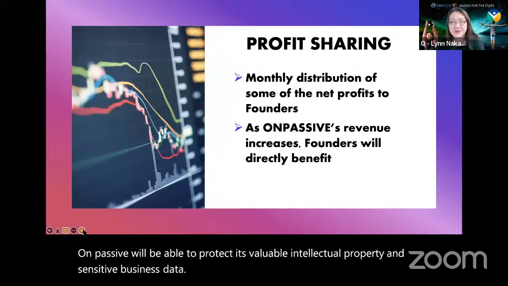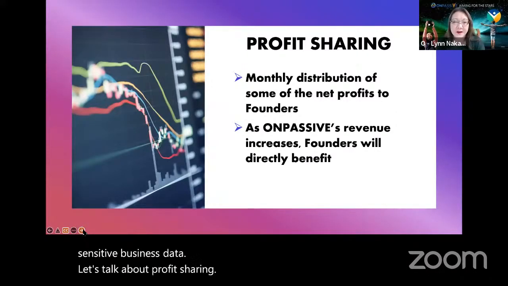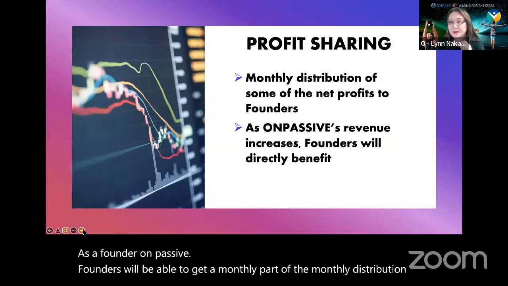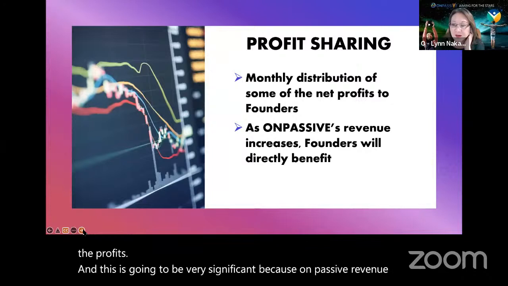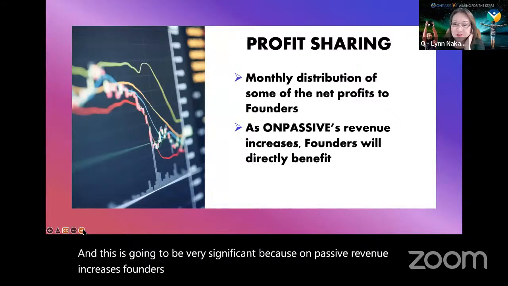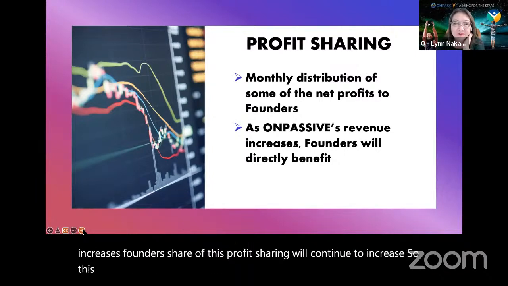Let's talk about profit sharing. As a founder of OnPassive, founders will be able to get a monthly part of the monthly distribution of the profits. And this is going to be very significant because as OnPassive revenue increases, founders' share of this profit sharing will continue to increase. So this is something very exciting for all of us who are founders of OnPassive.